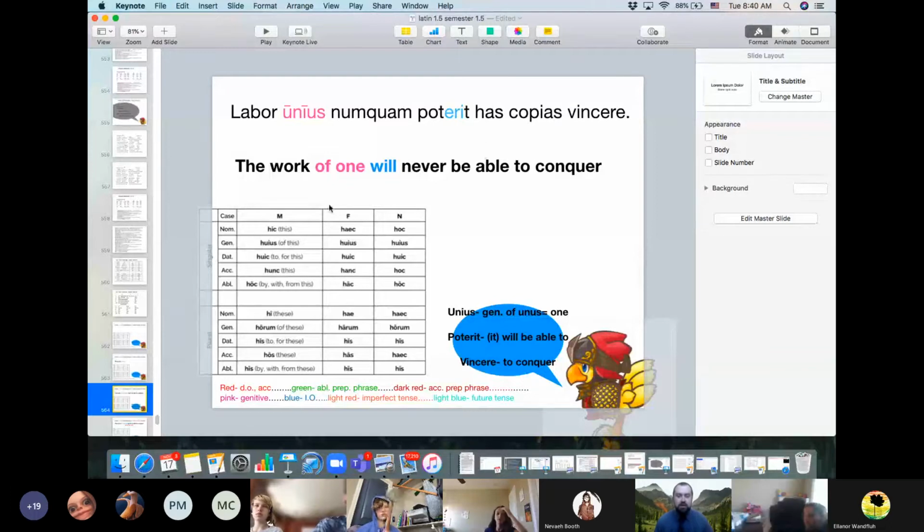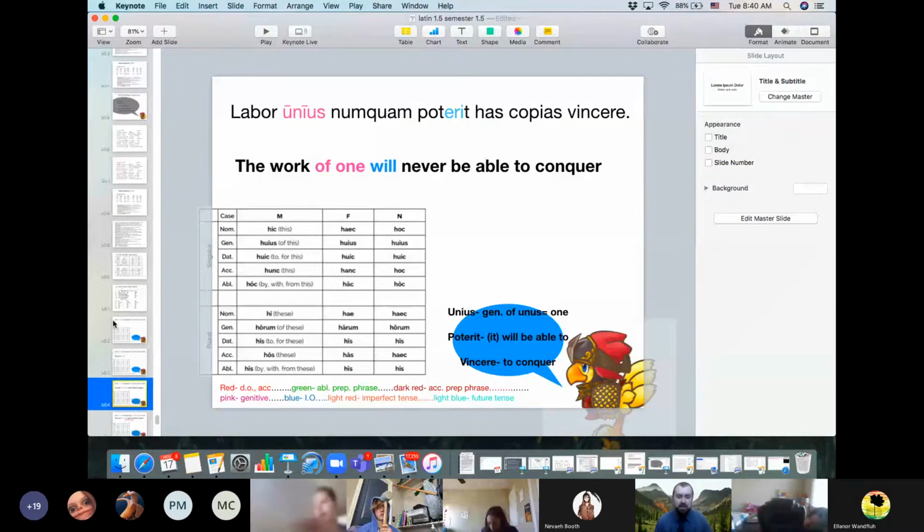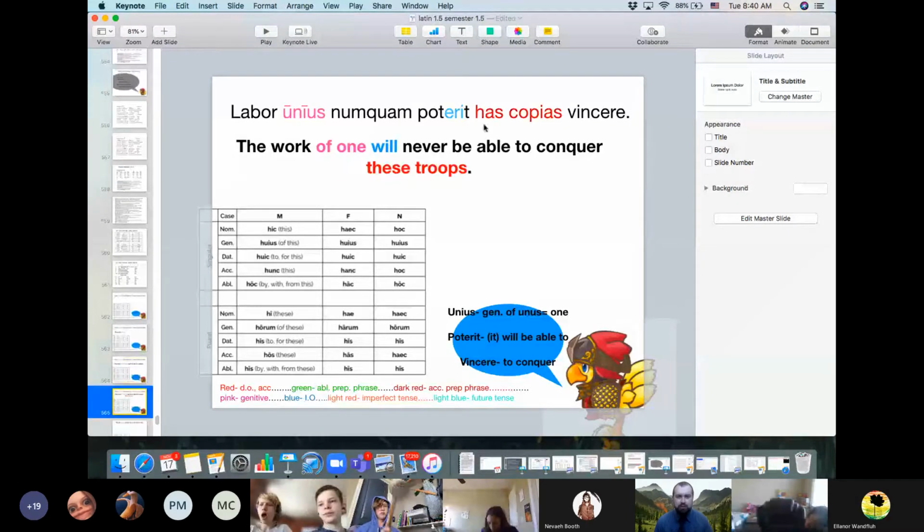So I don't need to like understand the gender necessarily. It's not super important here. It's not going to be the work of one will never be able to conquer these women. It's going to be these troops. Copias, I mean, clearly is the same case, number and gender as has. So here it's kind of doing that adjective type thing where it's right next to a noun that has the same case, number and gender as it.